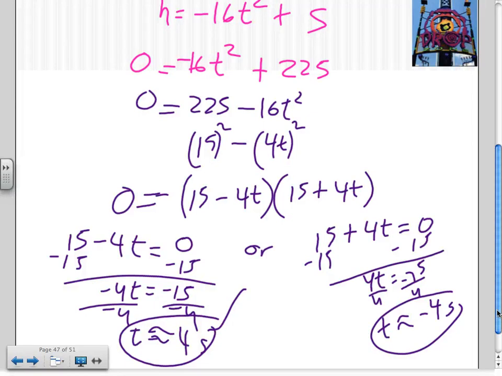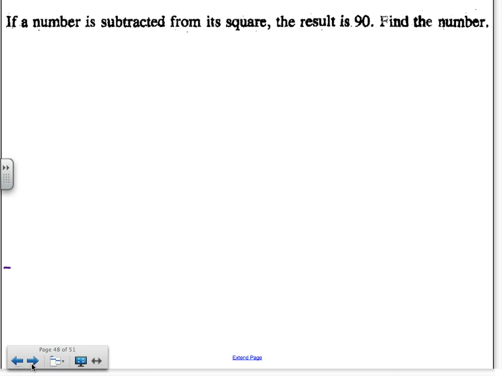Now with that in mind, let's start with this next problem right here. This is what it says: if a number is subtracted from its square, the result is 90. Find the number. Now what am I talking about? A number is subtracted from its square, the result is 90. How do you take that and write it into an equation? A number is subtracted from its square. Any idea?